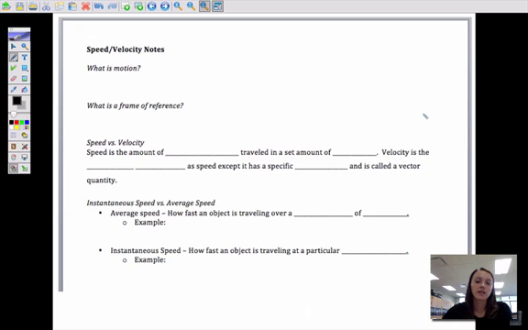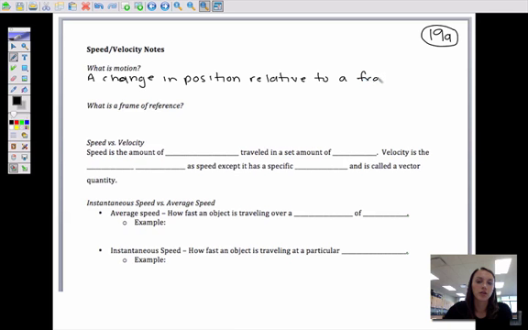Now I need to find this section in your binder. You're going to label at the top right hand corner 19A. Now when we talk about speed and velocity, the first thing we need to think about is what is motion? What does that even mean? And motion is a change in position relative to a frame of reference.